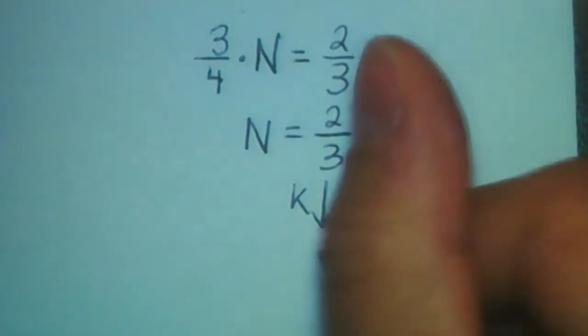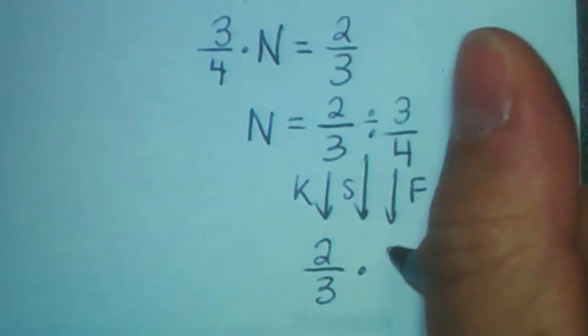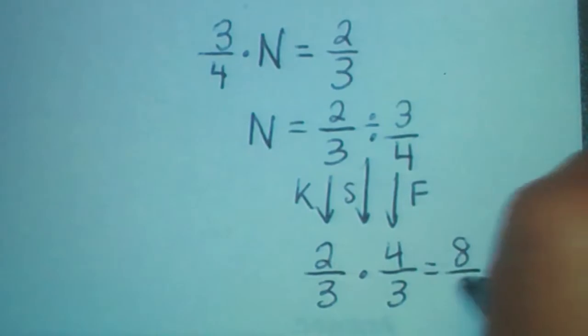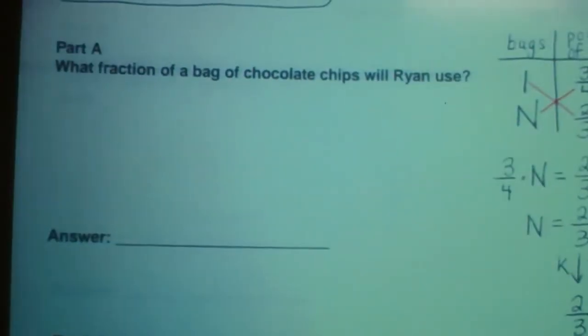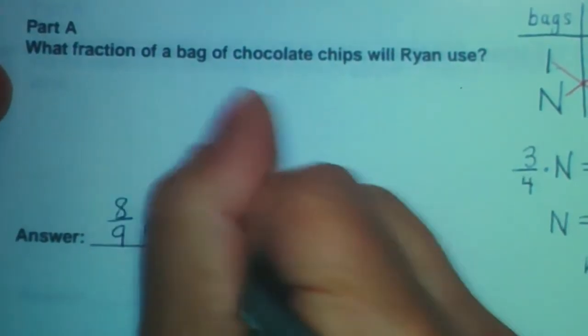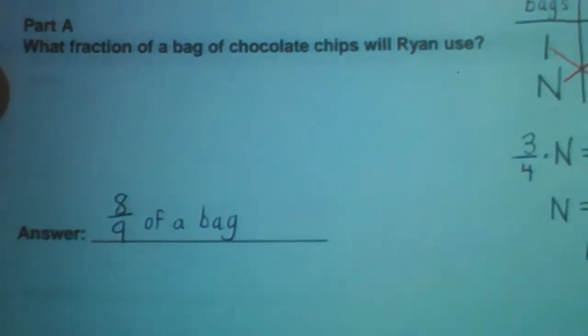Okay, if you're back, hopefully you kept the 2/3, switch the division to a multiplication sign, and flip this to get 8/9. So it turns out, what fraction of a bag will Ryan use? Sorry for all that. He will need 8/9 of a bag. And this was very tricky. A lot of people actually switched these two around.